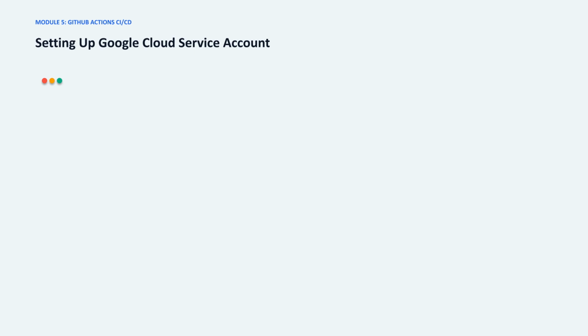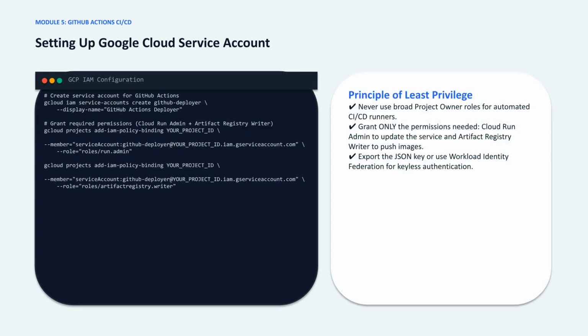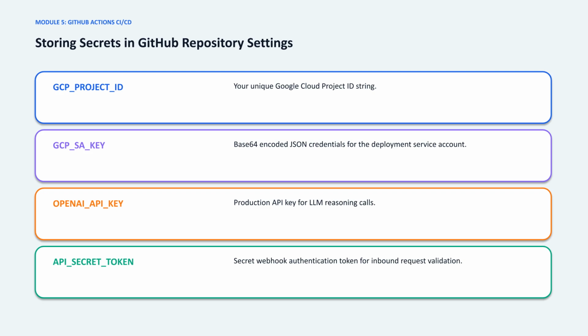Before you automate, you must set up a Google Cloud Service account. Always apply the principle of least privilege, granting only the specific permissions needed for building images and managing the Cloud Run service. Manage your sensitive keys by storing them in your GitHub repository secrets. This ensures that while your workflow has access to your cloud project and API keys, your sensitive credentials remain encrypted and hidden from the repository code.